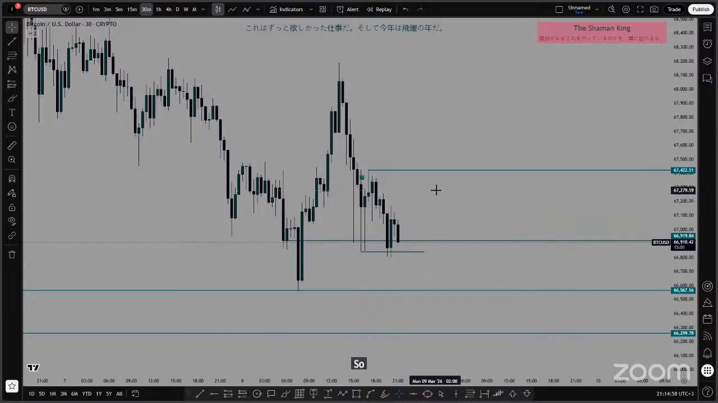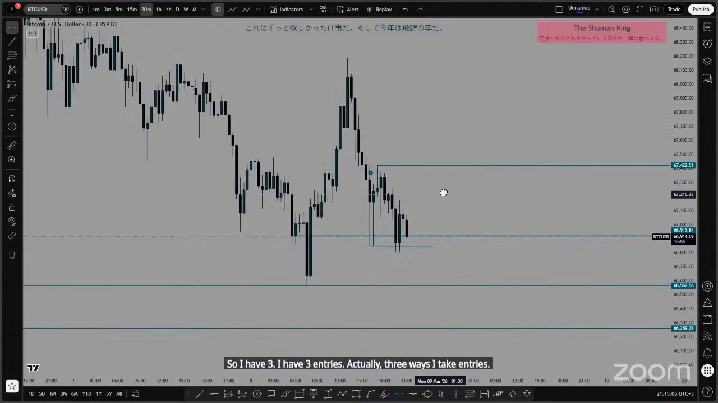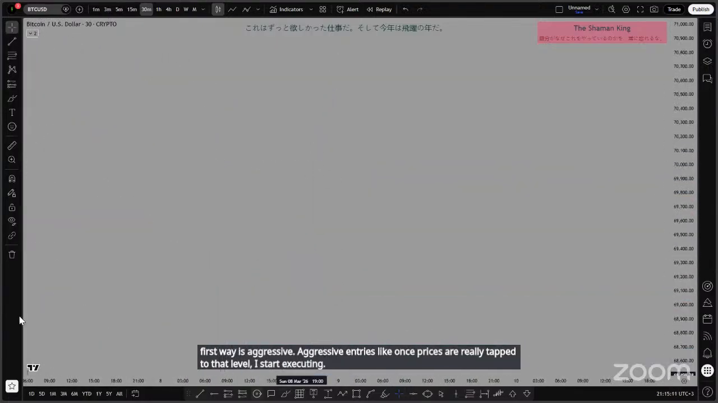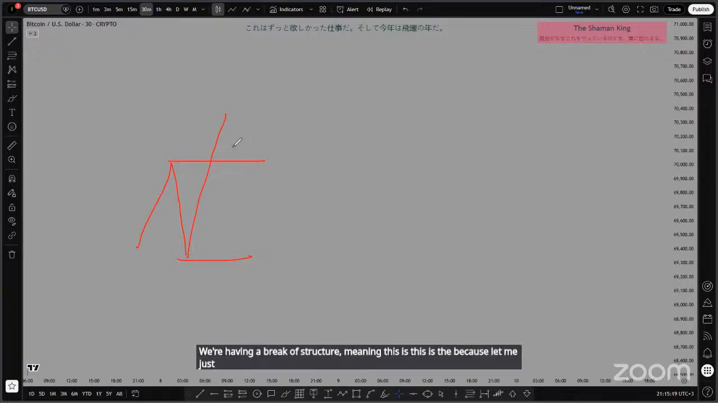So I have three entries. Three ways I take entries. The first way is aggressive. An aggressive entry is once price has already tapped that level, I start executing. Something like this, assuming we're having a break of structure, meaning this is the buy. Let me just talk. Can I take 2 or 3 minutes to talk about how I trade? It's the same way you trade, but slightly different. Sure.